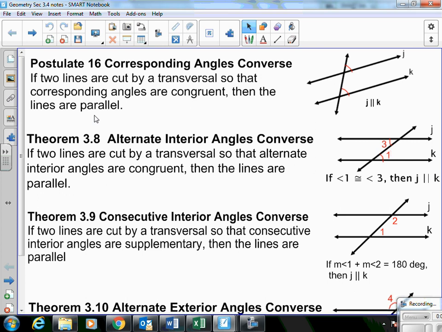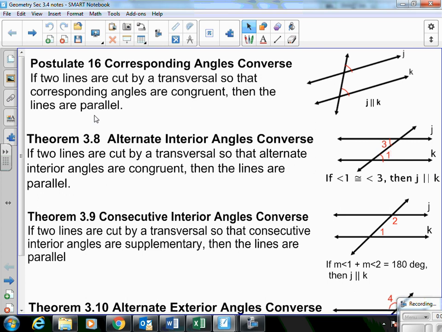So we got corresponding angles converse. If two lines are cut by a transversal so that the corresponding angles are congruent, then the lines are parallel. If you remember, the original corresponding angles postulate said that if the two lines are parallel, then the corresponding angles are congruent. So now we're saying if the angles are congruent, the lines are parallel.